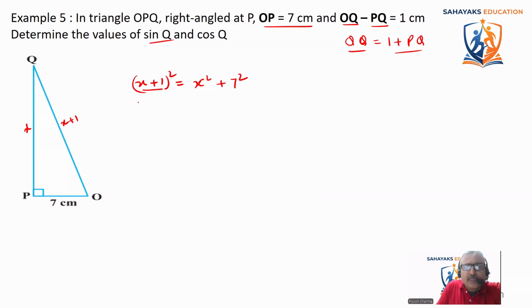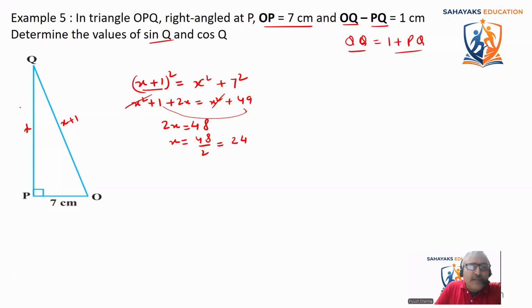So x plus 1 whole square, let's open it. It becomes x square plus 1 plus 2x is equal to x square plus 7 square, which is 49. This x square cancels out with the other x square. So 2x is equal to 48. x is equal to 48 divided by 2, that becomes 24. So the value of x is 24 and the value of OQ comes as 25.